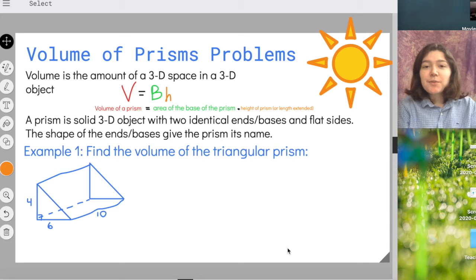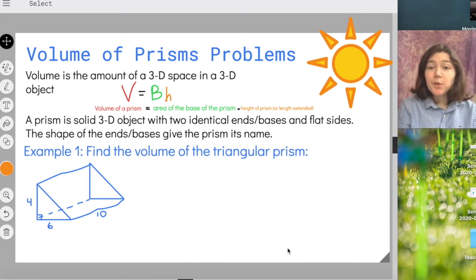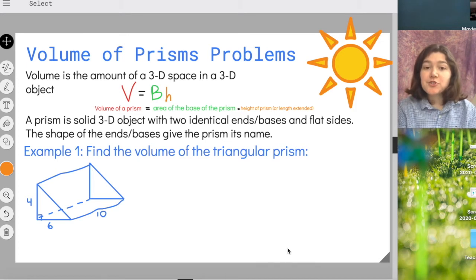Hello everyone, welcome to today's video on volume of prism problems. So we're going to be dealing with volume of three-dimensional shapes called prisms, a type of three-dimensional shape called a prism. I'm going to have Math Antics introduce the concept of volume to you.